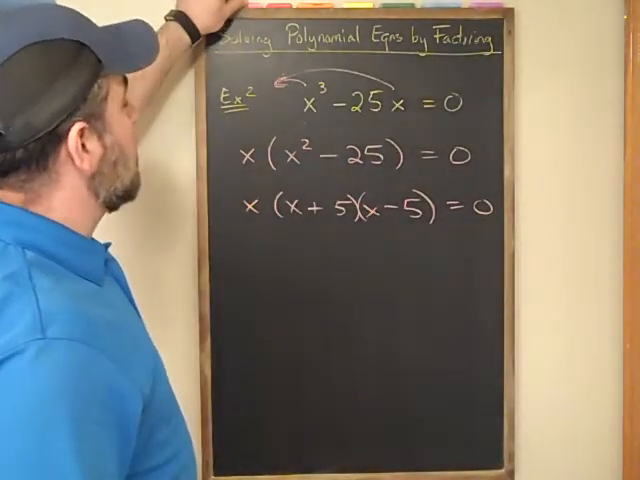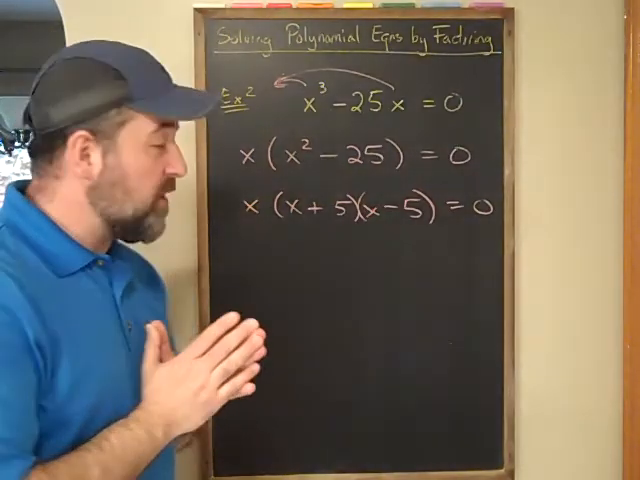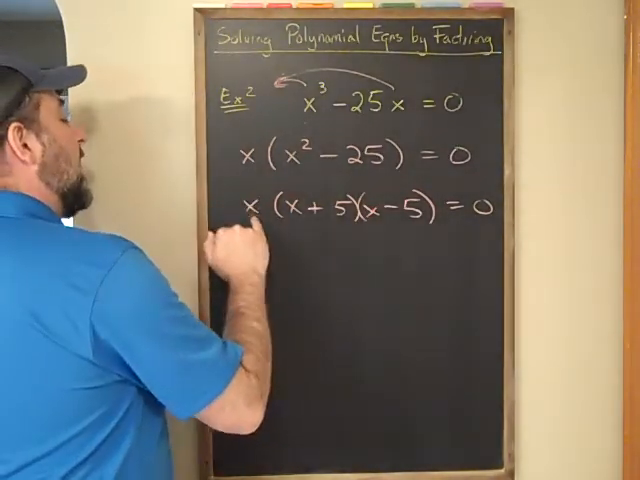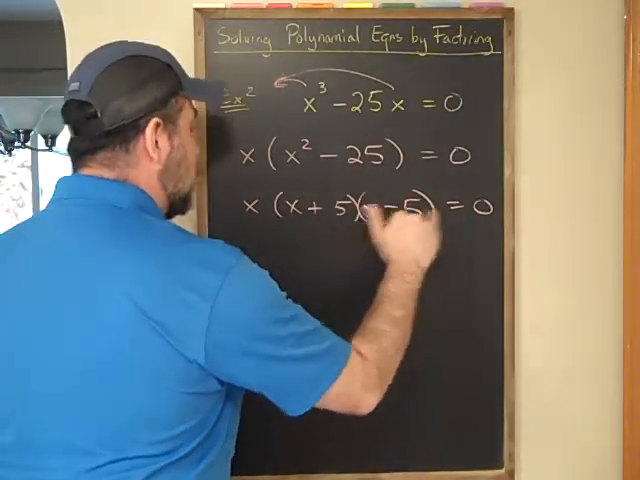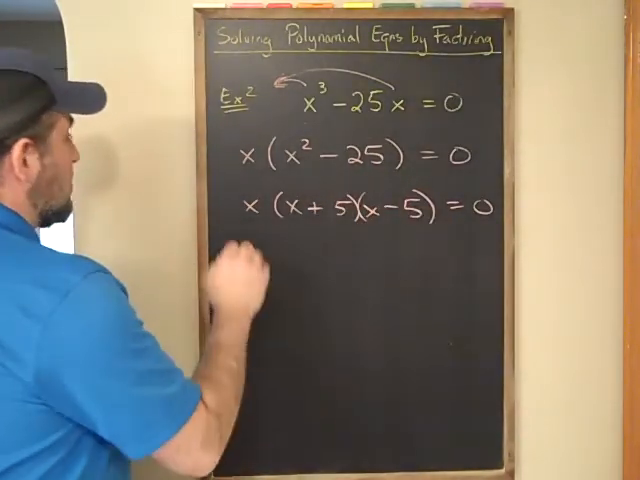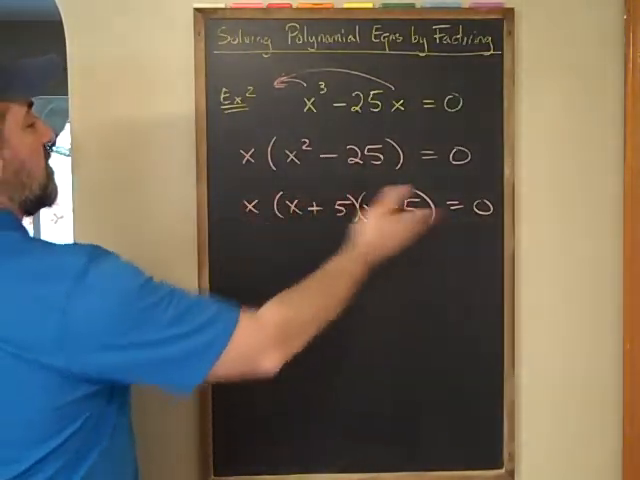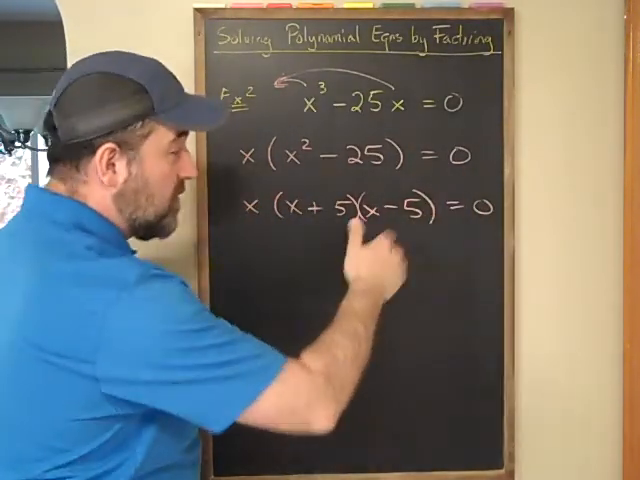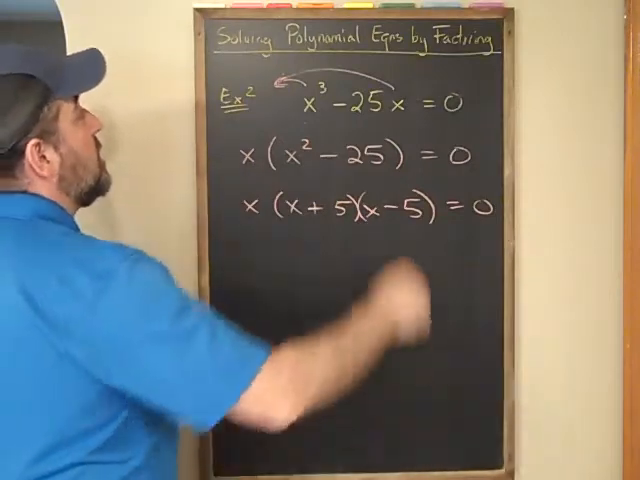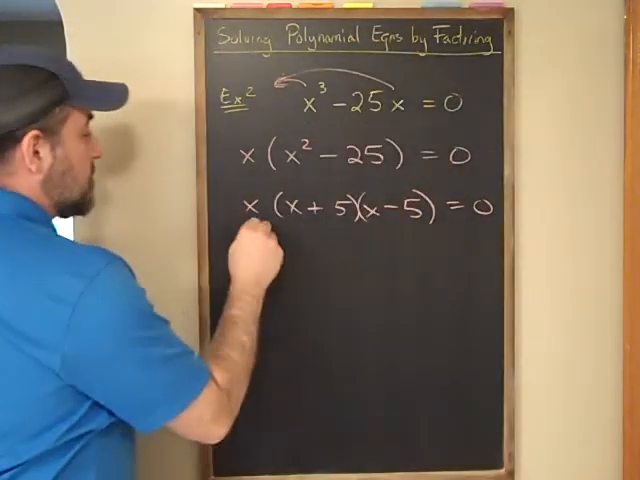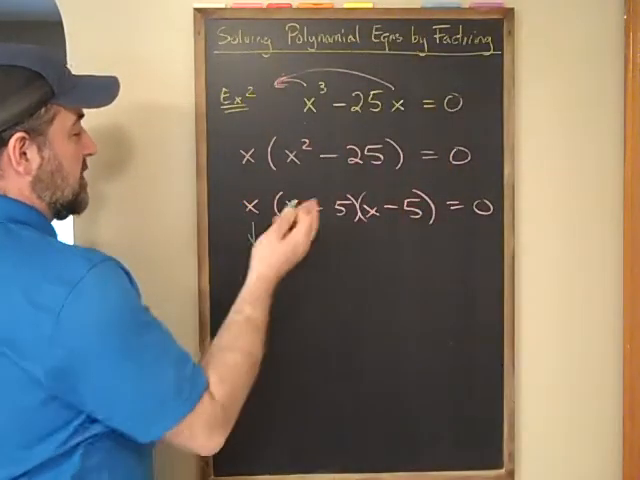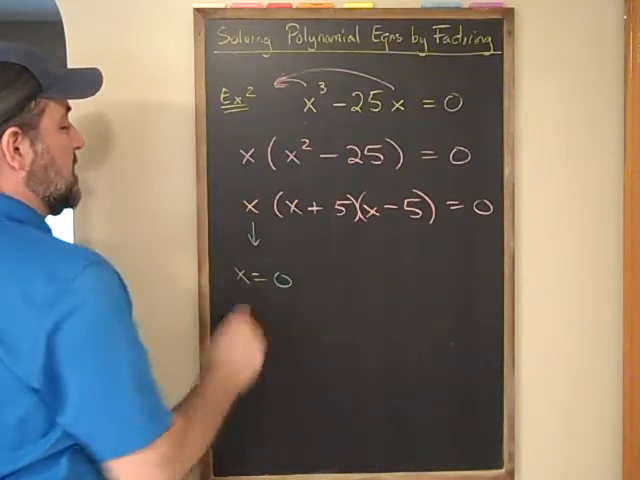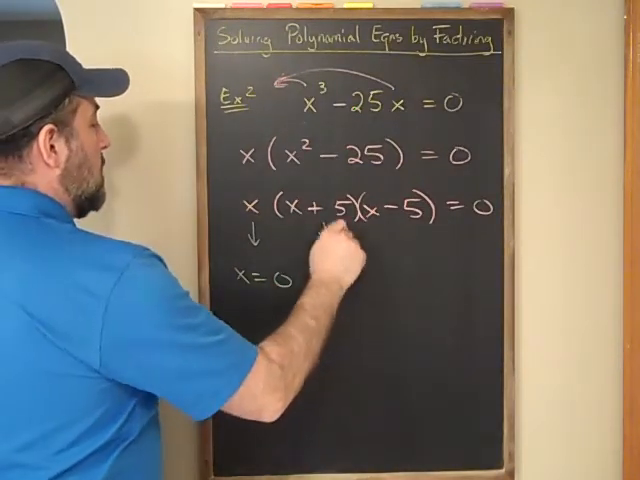Now we can go about solving using the zero product property, because it's a times b times c equals 0. You're going to have a solution when a equals 0, because 0 times anything is 0, when b equals 0, because 0 times anything is 0, or when c is 0. So we have to figure out what makes this factor be 0. What makes x be 0? 0. That's one of our solutions.